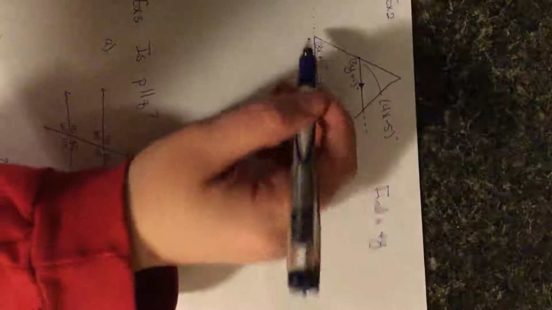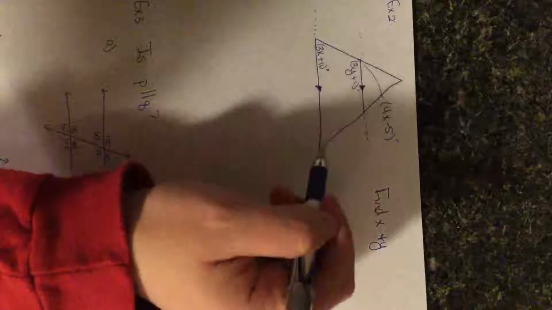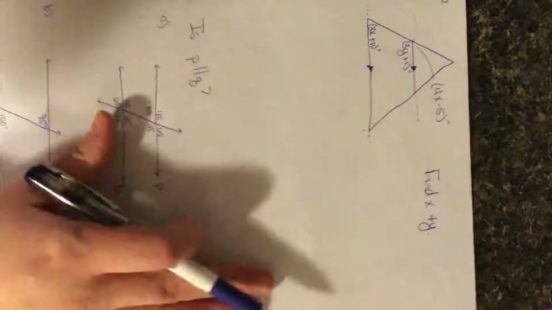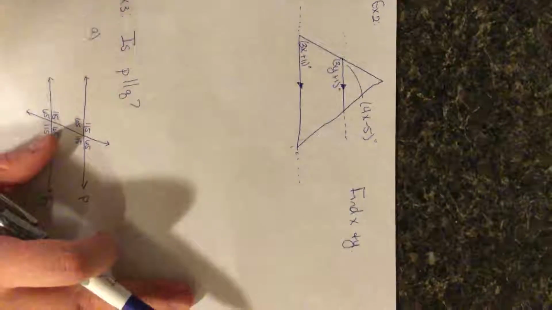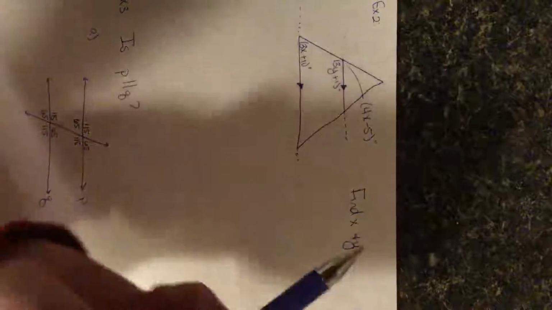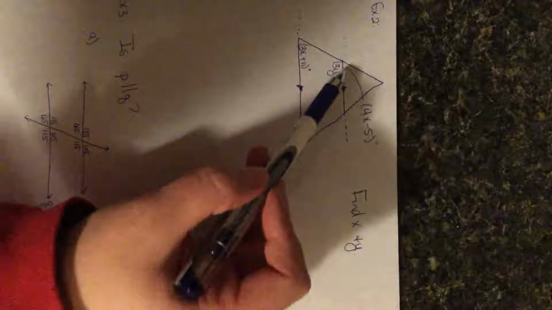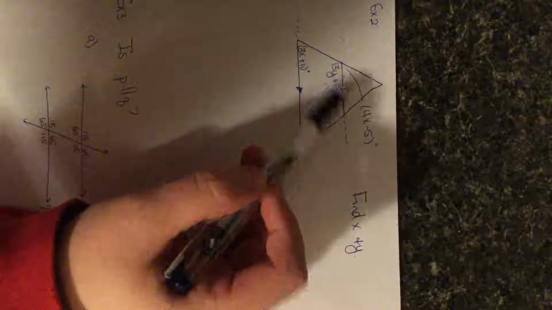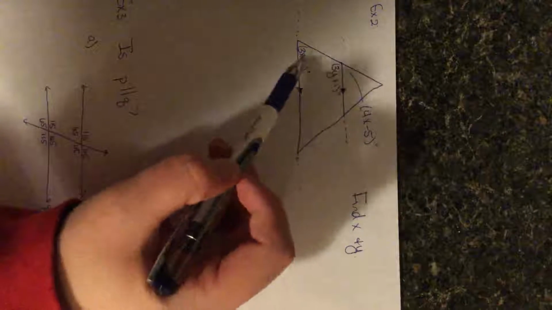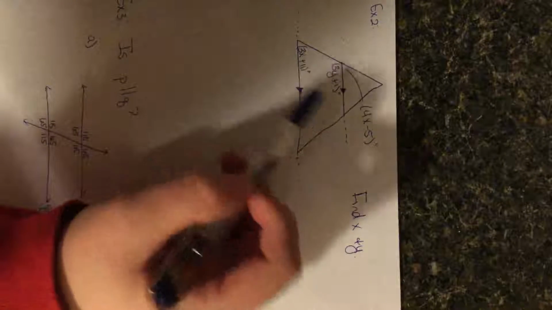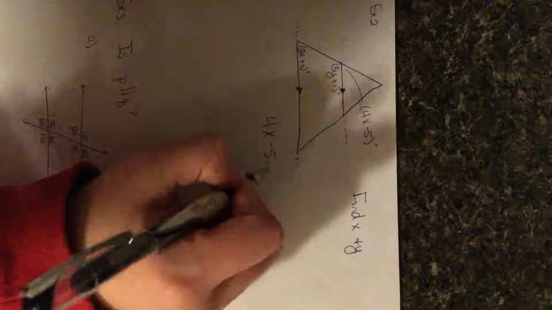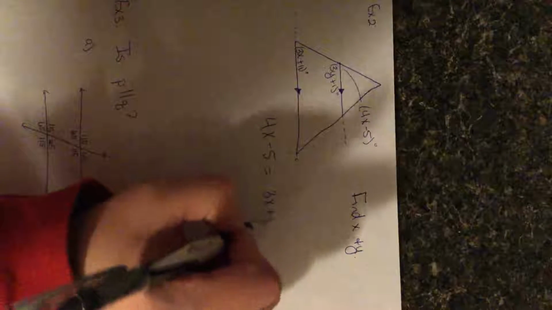And so basically they're being cut by these transversals here. So you could extend those on too, so that it looks more like one of these where you have lines and transversals. But this is the same thing, it's just in the triangle. So you want to find x and y. So what has to be true? If these lines are parallel and they're cut by this transversal here, this angle corresponds to this angle. Corresponding angles have to be equal, which means 4x minus 5 has to equal 3x plus 11.